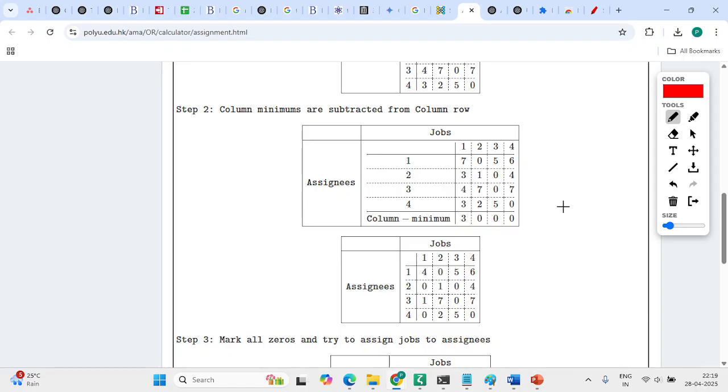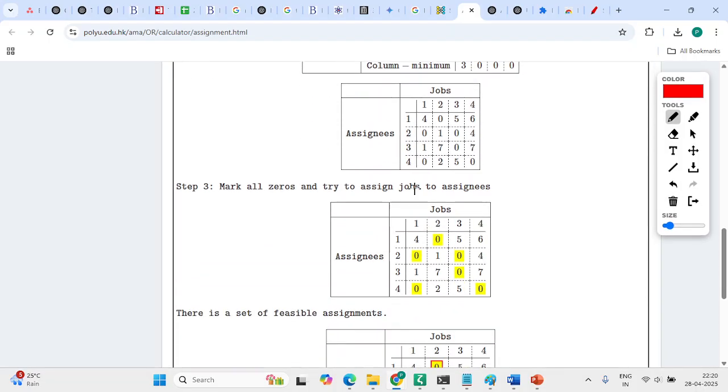So now we will subtract. For example, we will subtract this 3 from 7, 3, 4, 3. So 7 minus 3 becomes 4, and so on. So now we obtain this matrix. Here the minimum in the other columns is 0, so in these columns there will be no change, but this column will be changed. Now we have got this matrix.